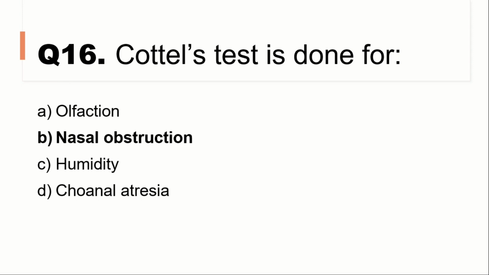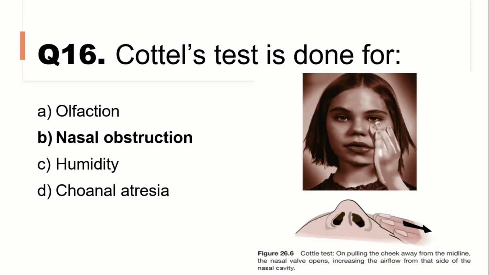Nasal obstruction. Cottle's test is used to test nasal obstruction due to abnormality of the nasal valve. What is done in this test is the cheek of the patient is pulled away from the midline. If there is any obstruction at the level of nasal valve, then this test opens the nasal valve and increases the airflow from that side of the nasal cavity, and thus the symptoms of the patient improve.